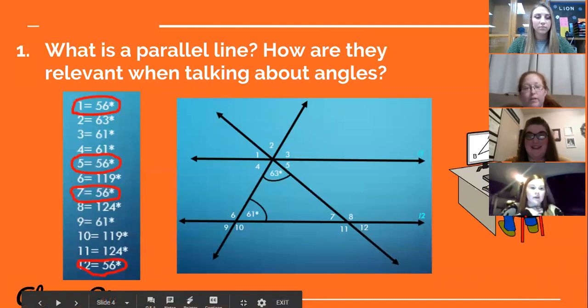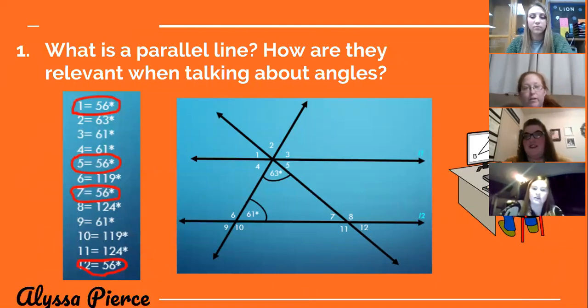Hey, Alyssa, what is a parallel line, and how are they relevant when talking about angles? Awesome question, Chelsea. Parallel lines are lines that never touch. These lines are always the same distance apart. Let's look at question 1 from our lesson last week. You see L1 and L2 right there. Those are parallel lines.